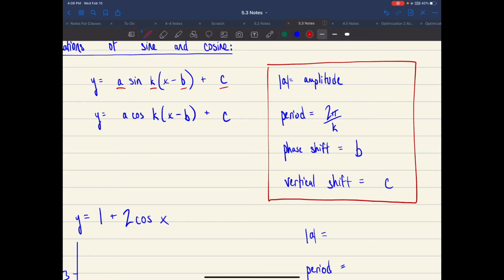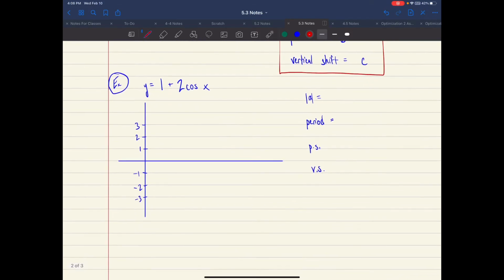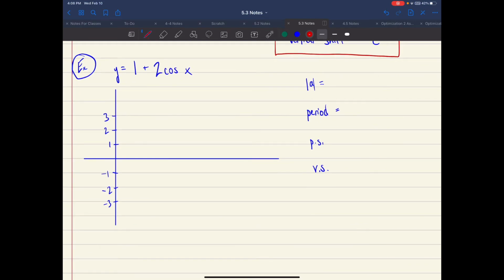So let's just work with 1. What I always do is have these things written on the side: the absolute value of a is, the period is, phase shift is, vertical shift is. This helps me keep track of what I'm doing and what I need to graph this. For this first one, notice that the 1 is in front, but that's actually my vertical shift. So the expression is y equals 1 plus 2 cosine x. The 1 is my vertical shift. The 2 would represent my amplitude when I take the absolute value of it, but since it's positive, it just stays 2.